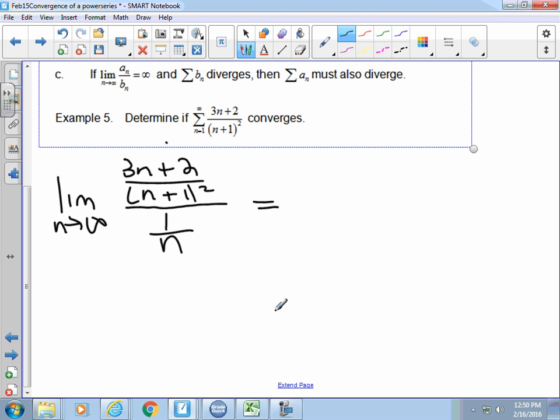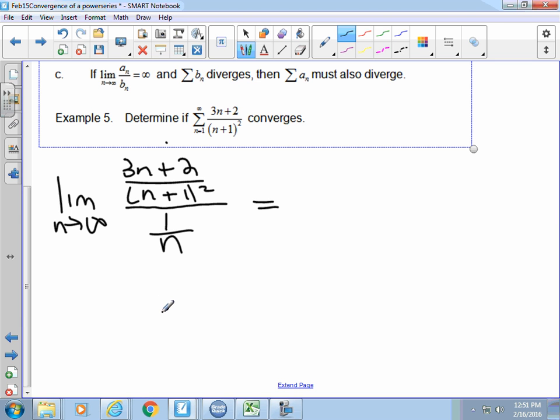Before I keep working, let's talk about this really quick and how Joseph came up with the 1 over n. I'm again going to think about n going to infinity. The leading powers take over. Does everyone agree the 3n takes over on the top and the n squared takes over on the bottom? And 3n divided by n squared is just 3 over n. Does everyone see how he got that?